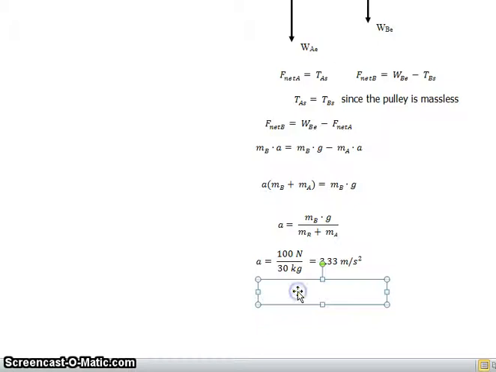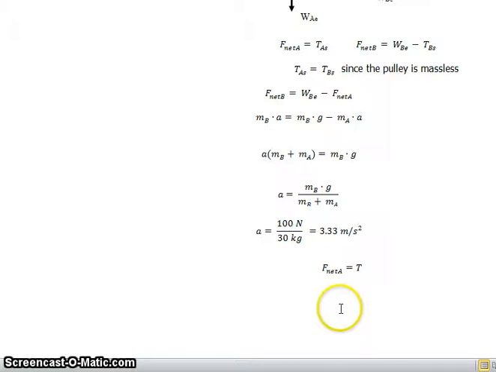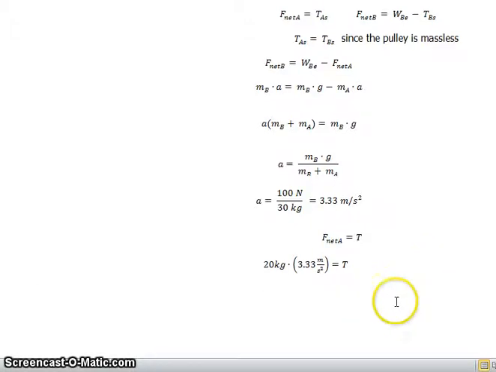Then if I want to go ahead and solve for the tension, I can go ahead and use either one of these two equations that have tension. I think this one over here is easier. So I'm going to say F net of A equals the tension. F net again is MA, so it's going to be 20 kilograms times 3.33 equals the tension. And so I get a tension of 66.6 newtons.